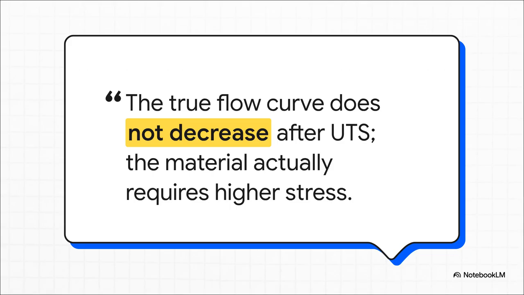So here's the crucial takeaway. The material isn't getting weaker after it hits its peak strength. No way. In fact, it's actually getting stronger and stronger through strain hardening. It takes more and more force to keep deforming that shrinking, necking area all the way until it finally breaks. That whole downward slope we saw before, it was just an illusion, a trick created by our simplified model.